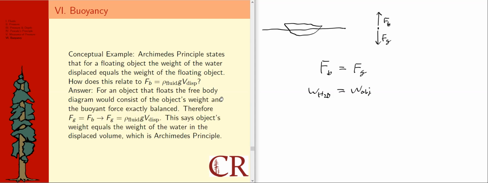So let's check that with the answer. It says for an object that floats, the free body diagram would consist of the object's weight and the buoyant force exactly balanced. That's what we said. Therefore, Fg is equal to Fb. I said Fb is equal to Fg, but close enough. And that would mean that Fg, representing the weight, is equal to this formula we were given, which again represents the weight of the water displaced. So it's saying it a little bit differently here, but this says that the object's weight equals the weight of the water in the displaced volume, which is Archimedes' principle.